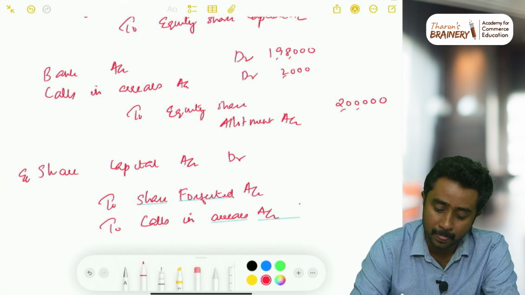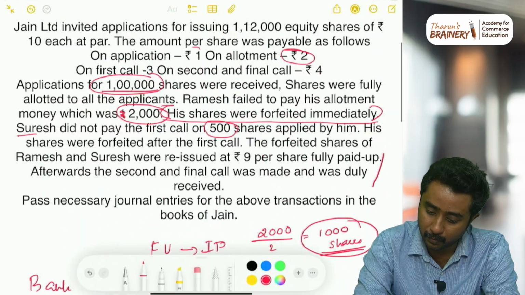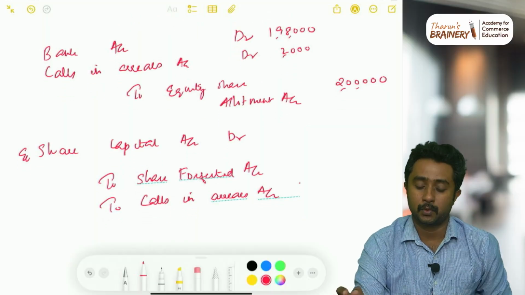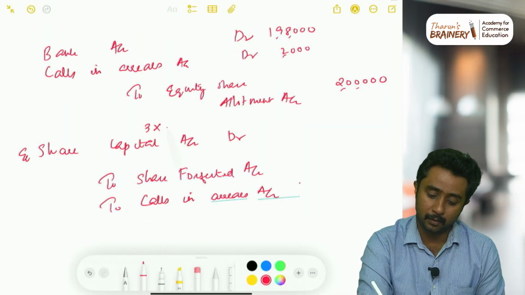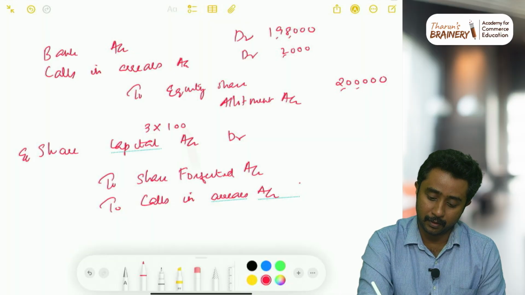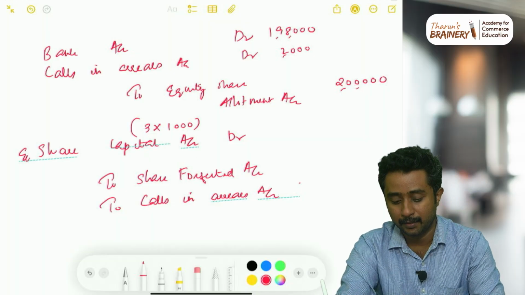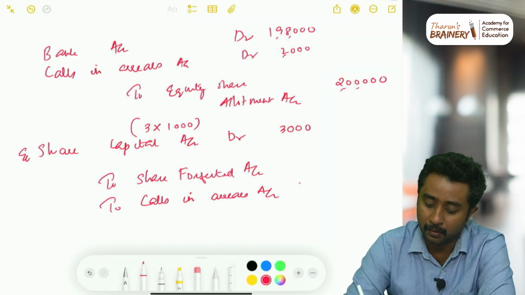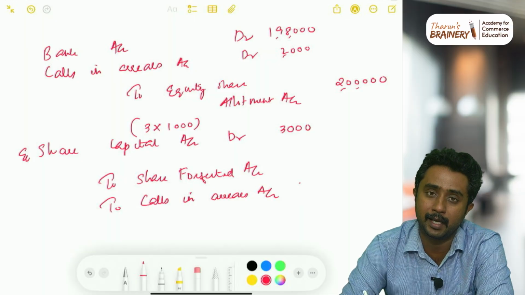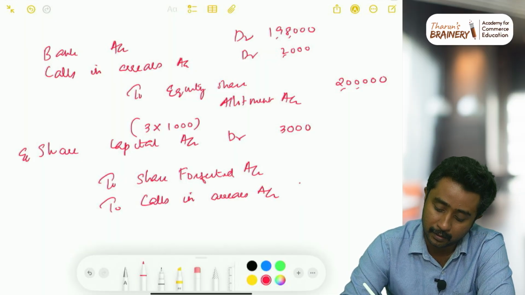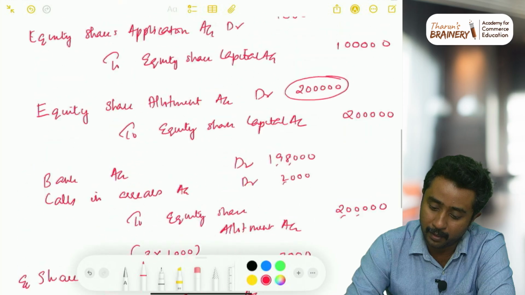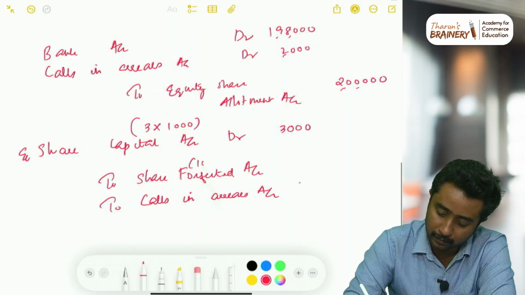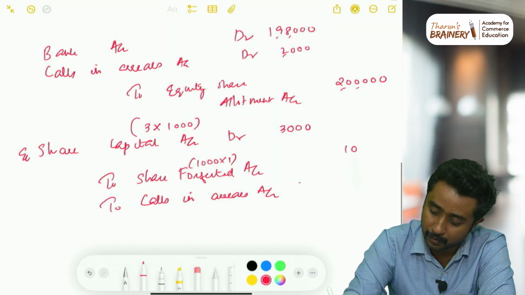So face value is 3: application it was 1, allotment it was 2. So far, Ramesh was supposed to pay only 3 rupees. So 3 rupees into how many shares are we cancelling? We found that the number of shares that belongs to Ramesh is 1000. So 3 into 1000, we will be writing 3000 here. Share forfeited account, out of this 3000, how much has he paid so far? He has paid only application. Application is how much? 1 rupee only. So 1000 into 1, he has paid. So we'll be writing 1000 here.